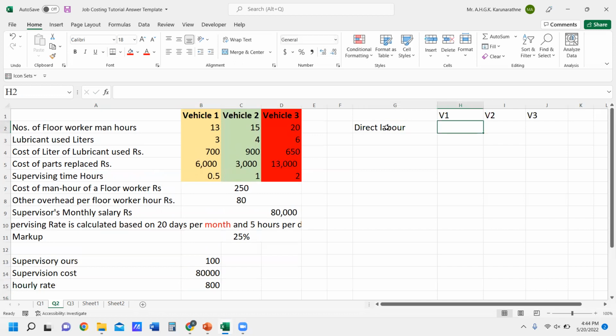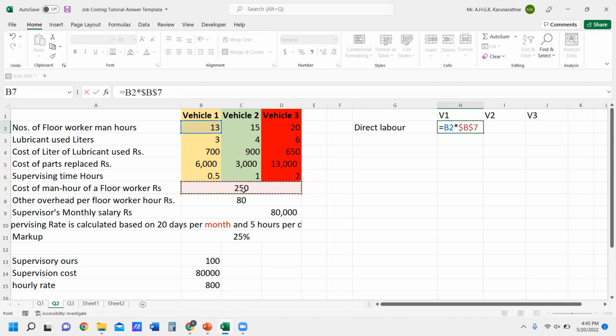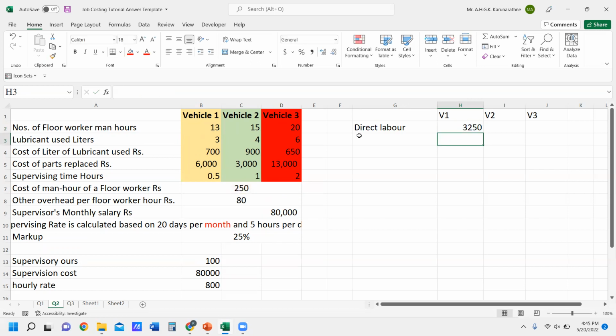Direct labor cost for vehicle 1 is 13 hours at a rate of 250 rupees per hour. So this is the labor cost.